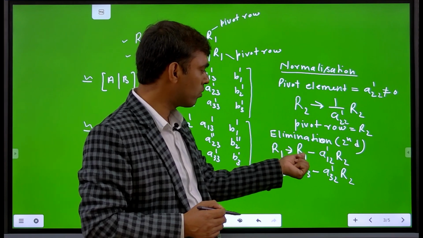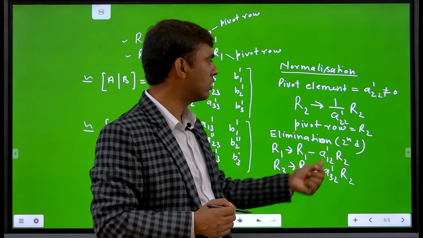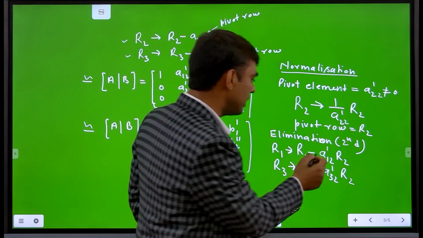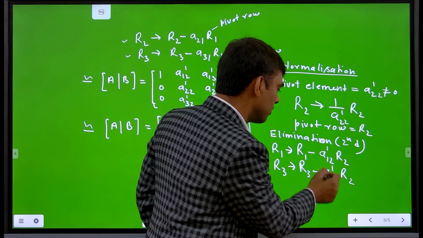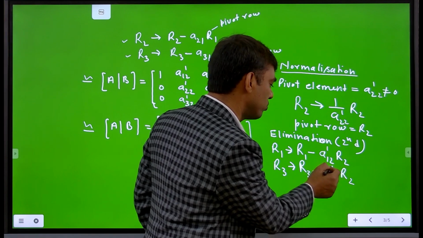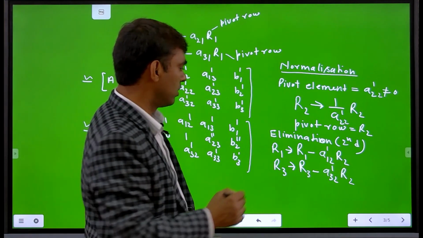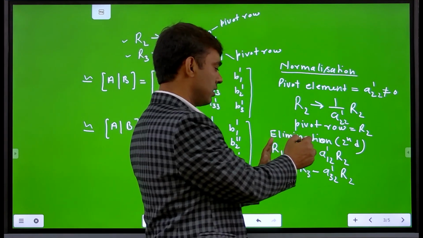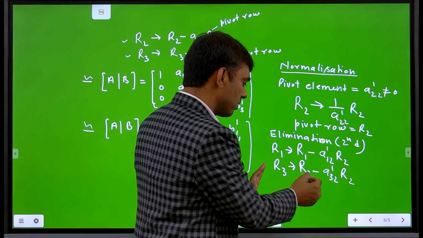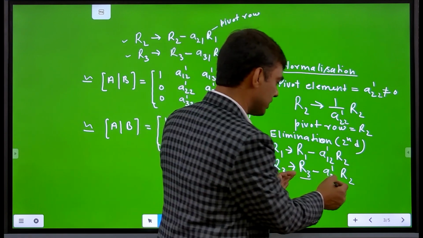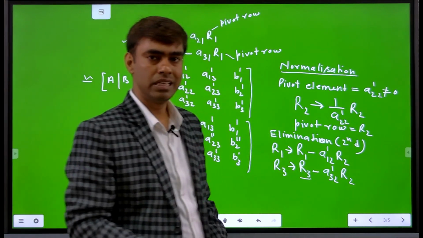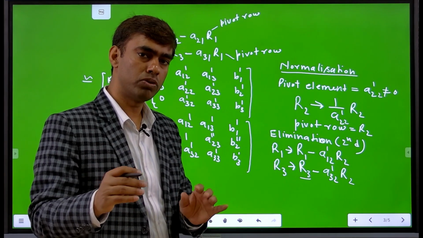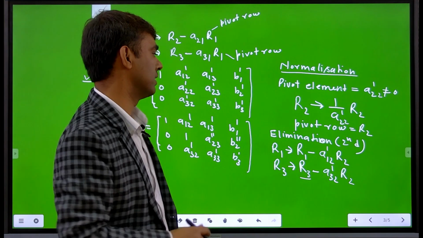Here, if you see, R1 tends to R1 minus A12 dash R2. Here what is the pivot row? The pivot row is R2. So only here we multiply by A12 dash or A32 dash in the pivot row. The first element of the subtraction is the other row, and the second element is the pivot row with some multiplication and division.